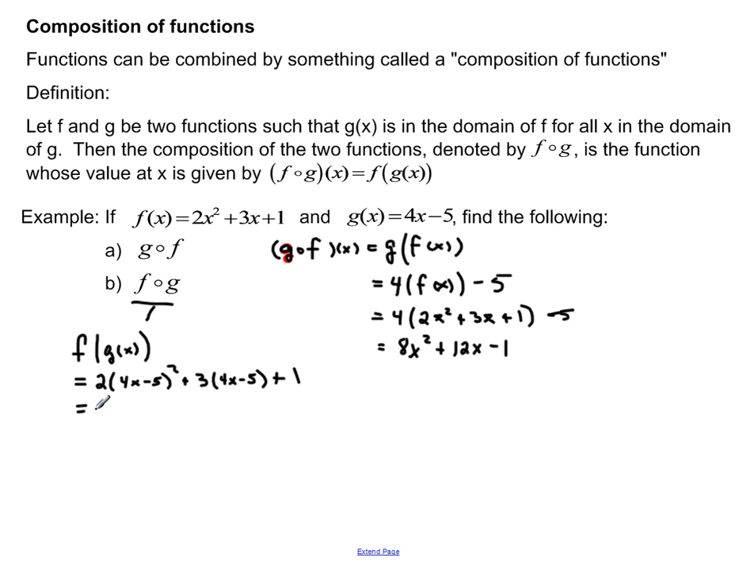So we're going to get, in this particular case, 2 times the quantity 4x minus 5 squared, which is 16x squared minus 2 times 4x times 5, so that's 40x, plus 25, it's one of those special products, plus 12x minus 15 plus 1, and I'm going to go ahead and simplify this out. 32x squared minus 80x plus 50 plus 12x minus 15 plus 1.